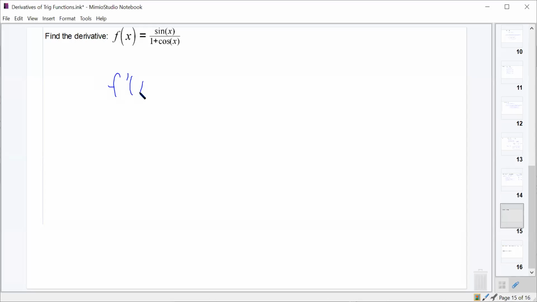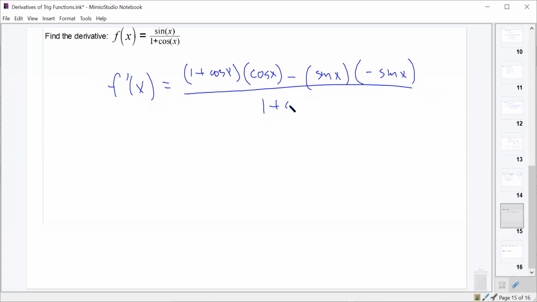So f prime of x ought to equal 1 plus cosine times the derivative of sine, which is cosine, minus the sine times the derivative of 1 plus cosine, which is negative sine, all over 1 plus cosine x squared. And hopefully you tried to simplify this down a little bit. What do we end up with if we do that?